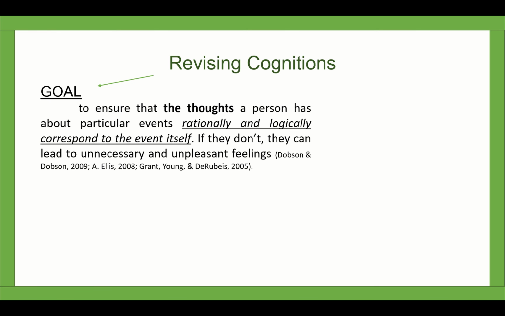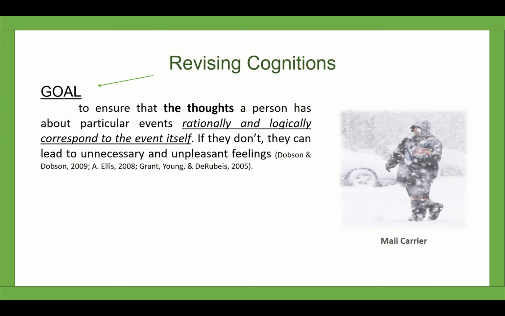So, revising cognitions. Once we accept the idea that cognition determines feelings, revising them becomes the foremost task. The goal of this one is to ensure that the thoughts a person has about a particular event rationally and logically correspond to the event itself. Because if it came out opposite, they can lead to unnecessary and unpleasant feelings.